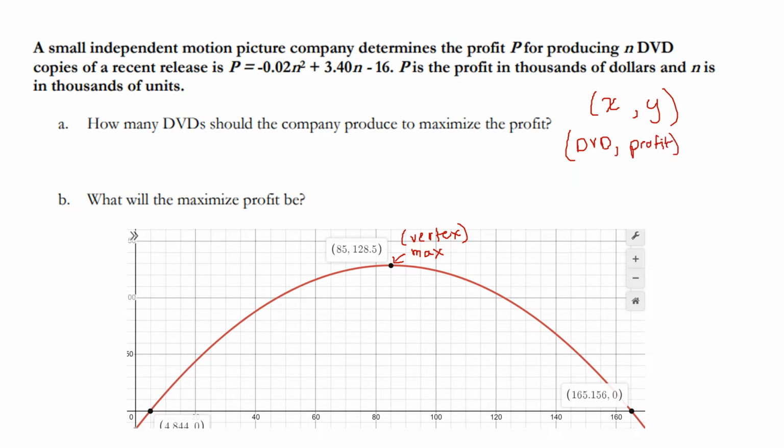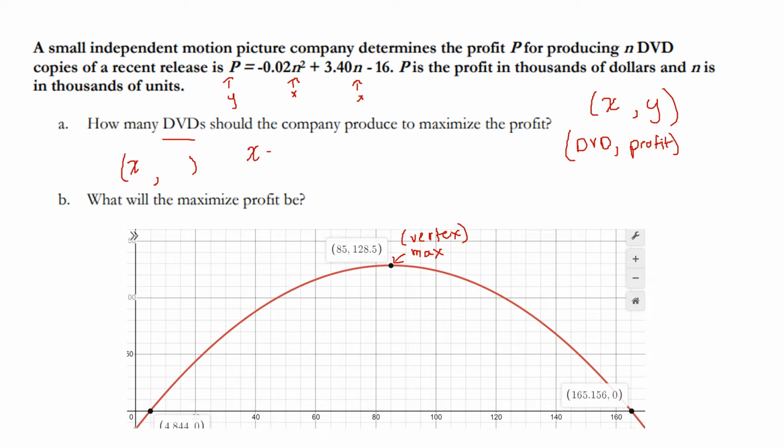And the easiest way to do this, you can always read it, but just look here. This is where our x's usually go, and this is where our y's go. So that's easiest. So how many DVDs should the company produce? That means the DVDs is our x value. We want the x value at the vertex. That's what we're trying to find.